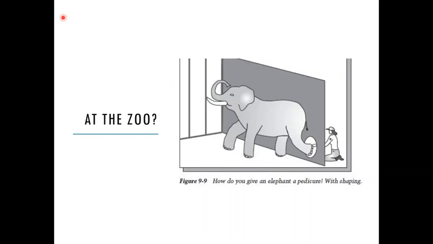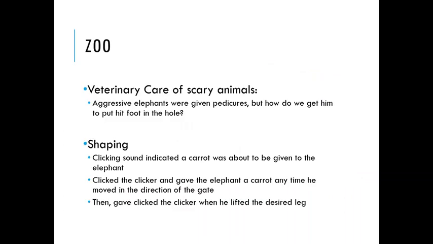How do you get the elephant to learn to put their foot in a small hole? You use shaping. She would make a clicking sound that would indicate that the elephant was going to be given a carrot every time he got closer to that gate with the hole. Eventually, he got over there. Then his leg would get closer and closer to the hole, and eventually through that reinforcement, that shaping of the behavior, the elephant would learn to put their foot in that hole and stay there so that the vet could care for their feet.